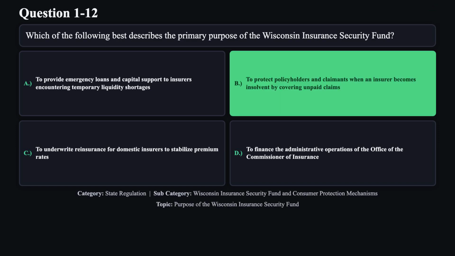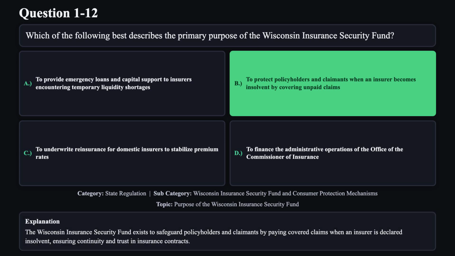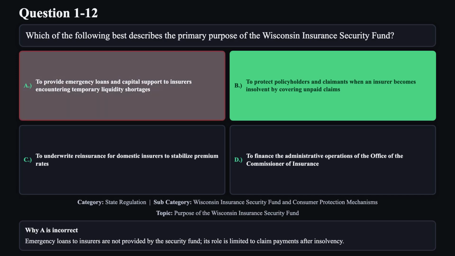The correct answer is B. The Wisconsin Insurance Security Fund exists to safeguard policyholders and claimants by paying covered claims when an insurer is declared insolvent, ensuring continuity and trust in insurance contracts. Reason A is not correct. Emergency loans to insurers are not provided by the Security Fund. Its role is limited to claim payments after insolvency.